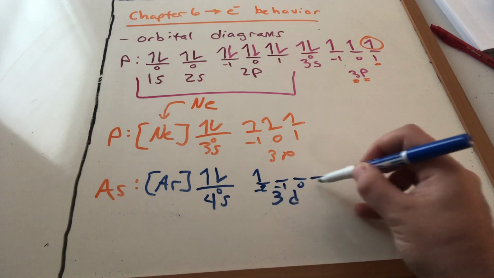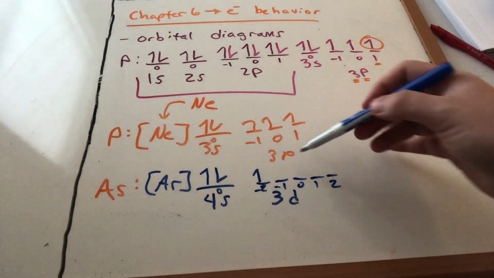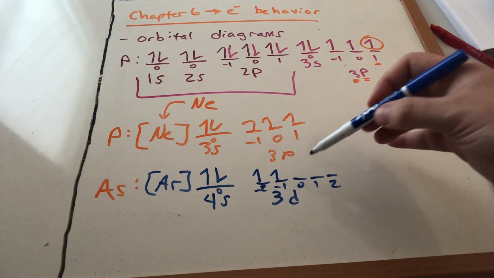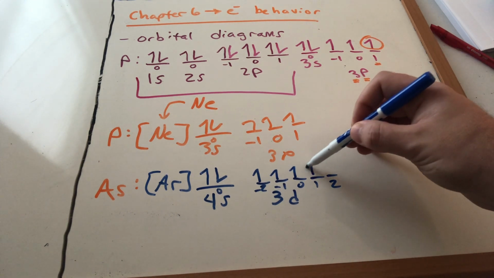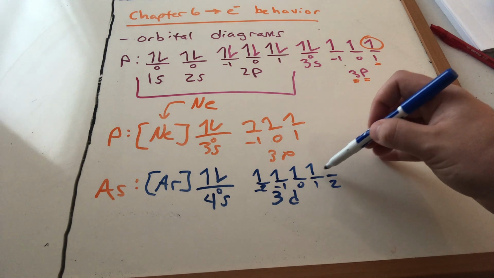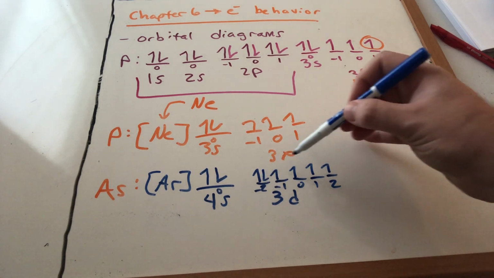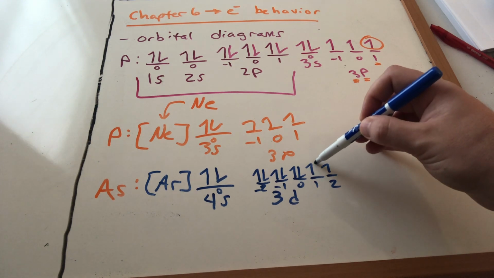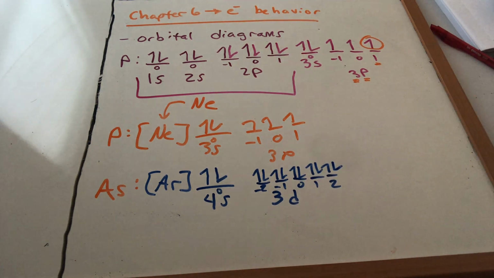-2, -1, 0, 1, and 2, right? Sc's electron, right? Ti, V, Cr, Mn, Fe, Co, Ni, Cu, Zn. We have 10 slots, all right? 10 slots. And so there's 2 electrons in each one of those orbitals.